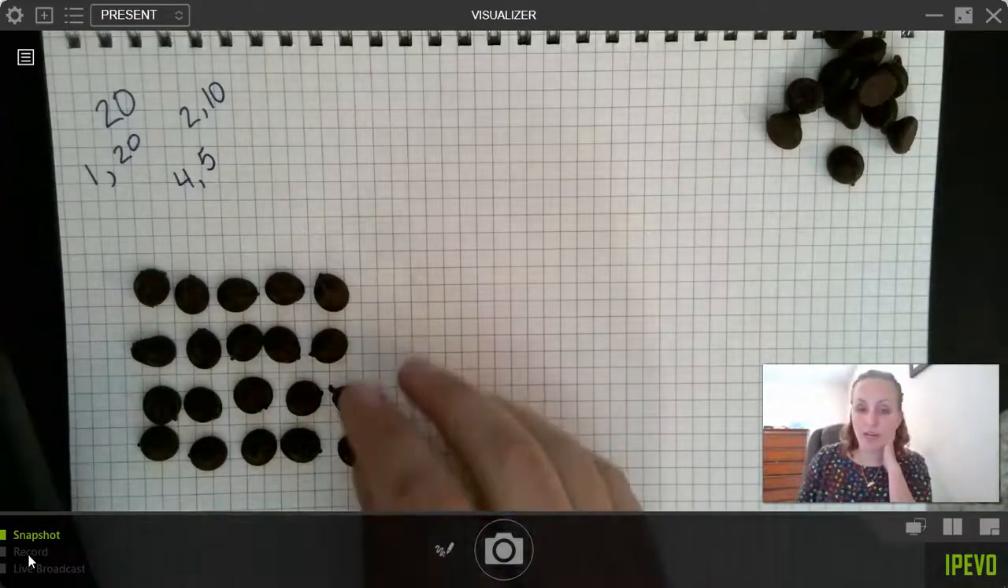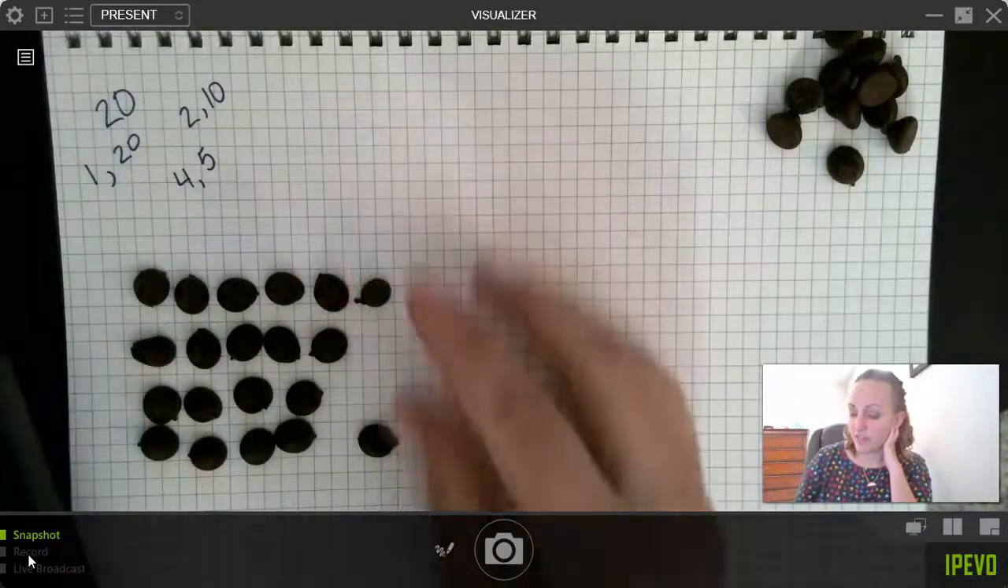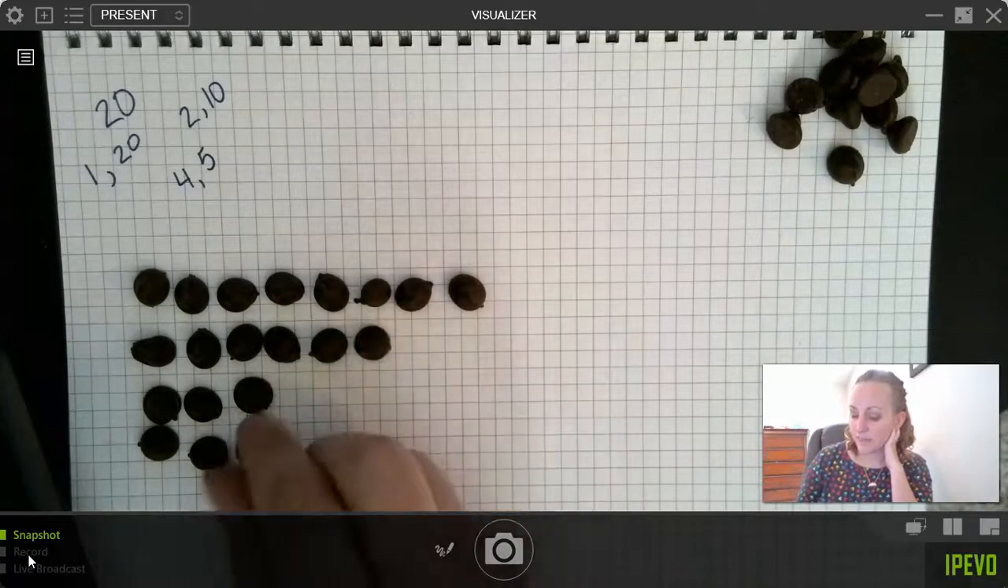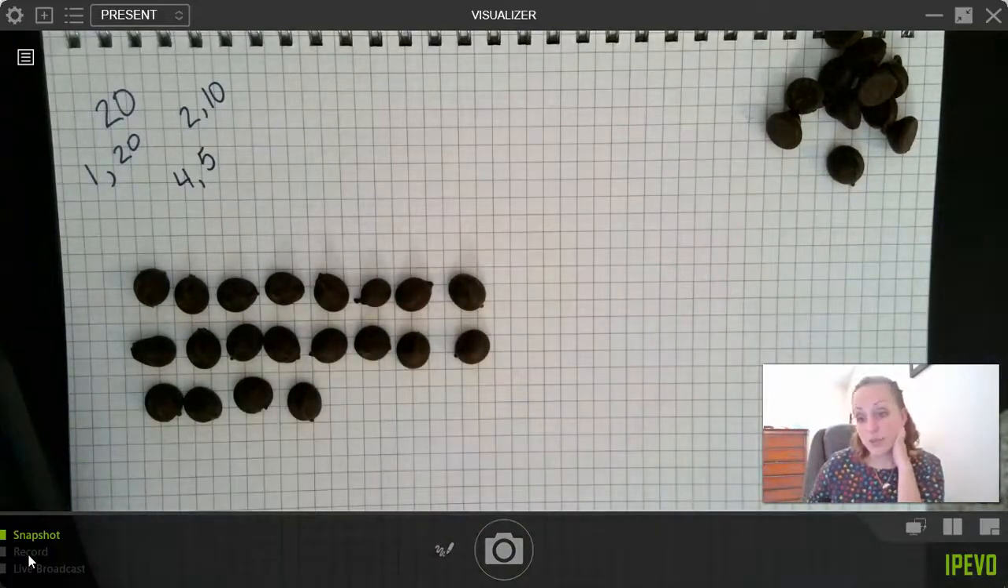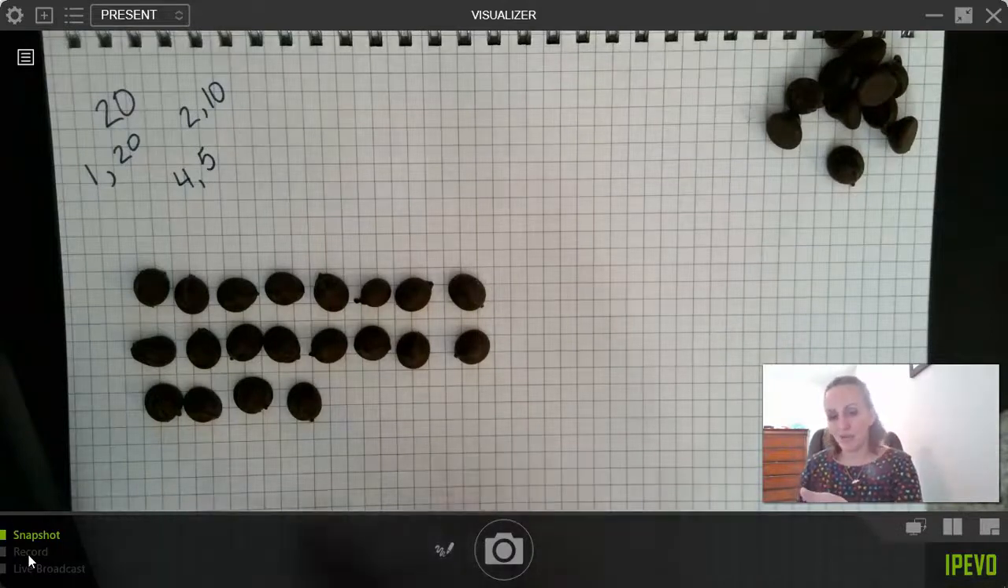Now let's say I wanted to try a row of 8. I want to see, can I get a row of 8? So that's 1, 2, 3, 4, 5, 6, 7, 8. Okay, here's another row of 8. But now I only have 4 left over. So right here, I know that 8 wouldn't work. 8 is not a factor of 20 because I can't make rows of 8.